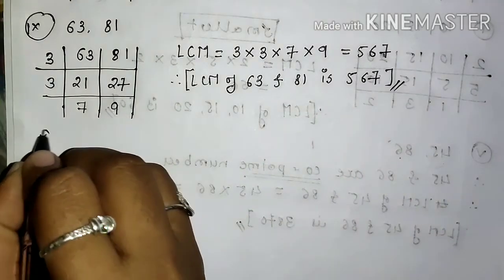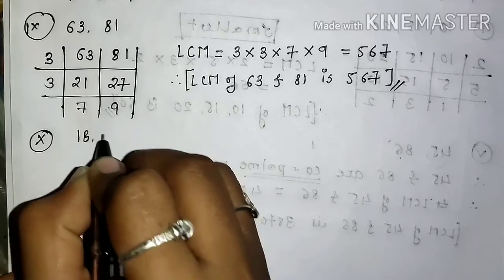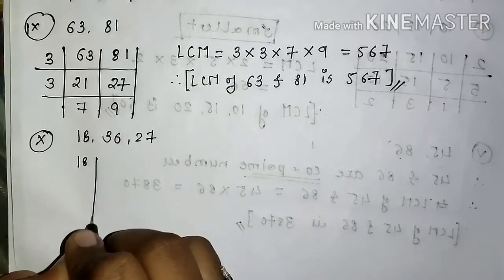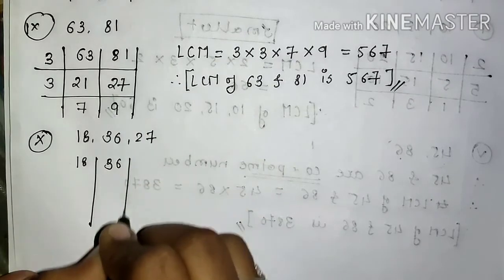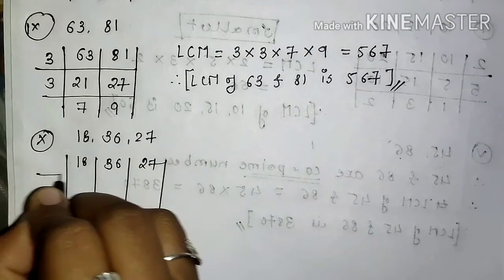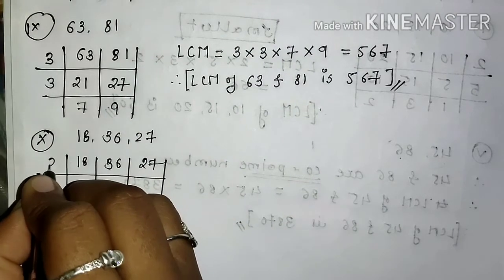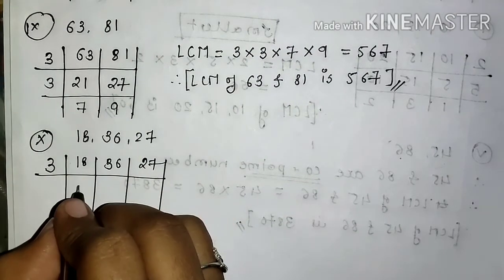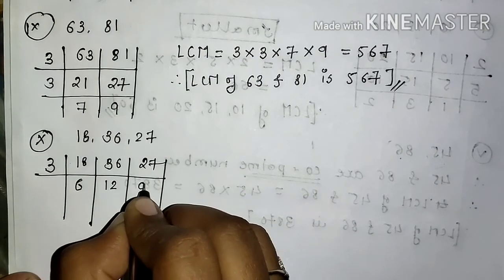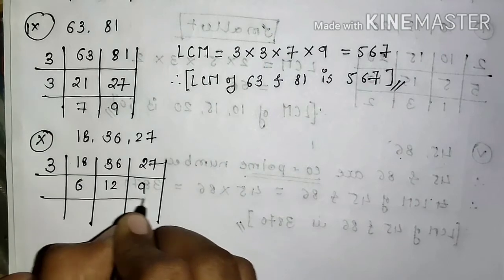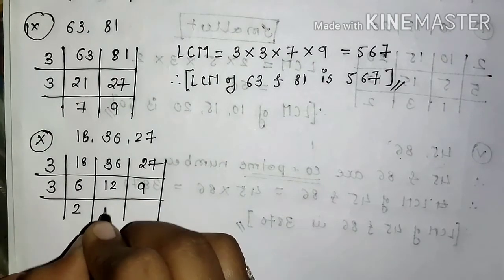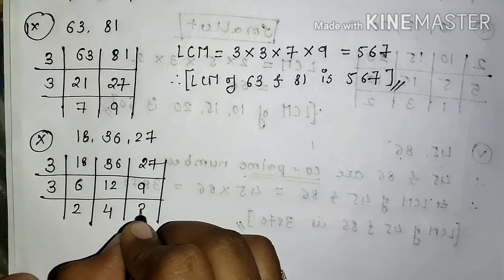Next, last example, 18, 36 and 27. Let us make the arrangement 18, 36 and 27. Now given these 3 numbers can be divided by 3. So we will divide it by 3. We get 3 6s are 18. Here we get 12 and here we get 9. Again, given these numbers can be divided by 3. See, here we get 2, here we get 4 and here we get 3.